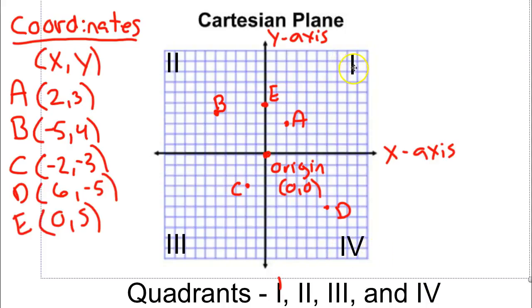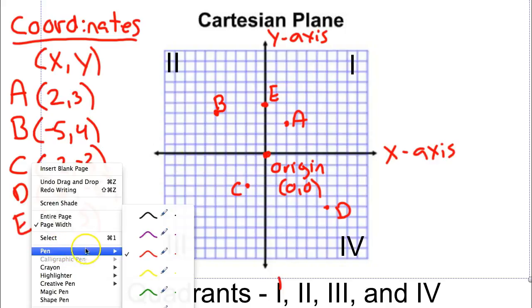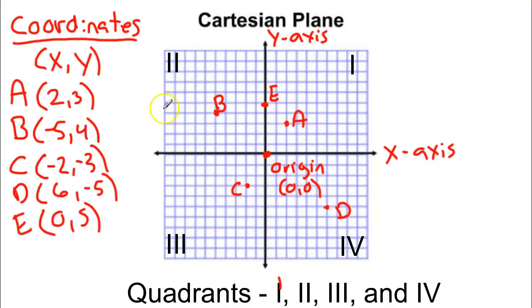So we have first quadrant, second, third, fourth. So where were my points? Point A, that was in the first quadrant. Point B, that was in the second quadrant. Point C, that was in the third quadrant. Point D was in the fourth quadrant.